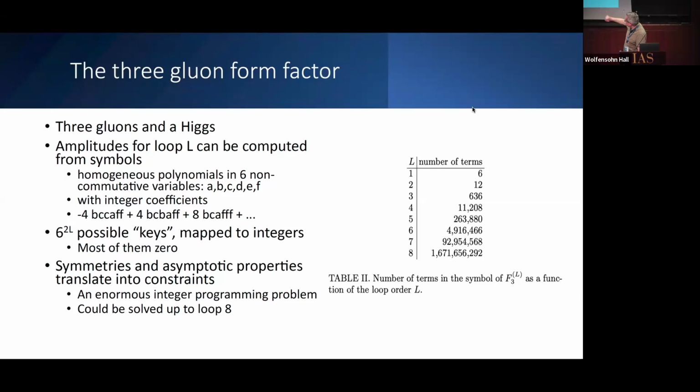So you can see the beginning of loop 3. You have -4 BCCAFF, 6 letters, +4 BCBAFF, etc. There are 6 to the 2L possible keys, possible sequences of 6 letters, which are mapped to integers, but most of them are 0. You can see the number of non-zero terms on the right. For loop 3, you only have 600 non-zero coefficients. This has been calculated by using symmetries and asymptotic properties, which become constraints. So it becomes a gigantic integer programming problem that allowed Lance and his team to calculate up to loop 8.